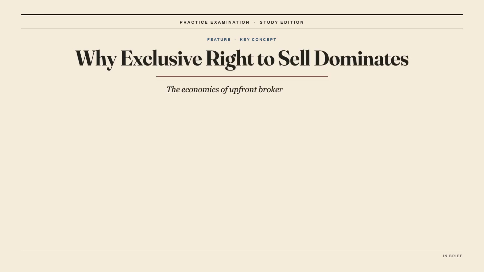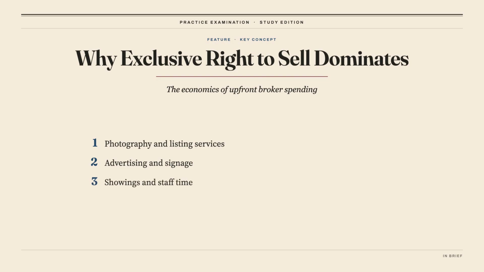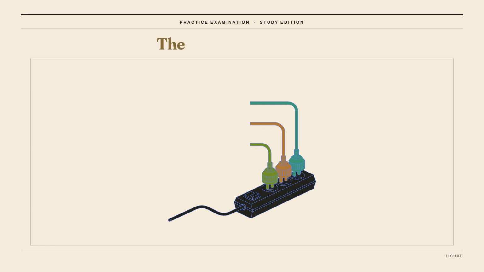A broker spends money on photography, advertising, signage, and staff time before ever earning a dollar. Letting the seller capture that spending and then close commission-free makes the investment irrational. So the market overwhelmingly chooses the form that protects it and avoids the procuring cause fight altogether.